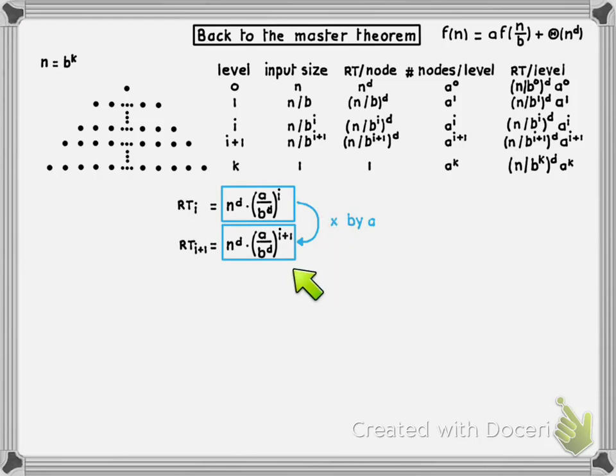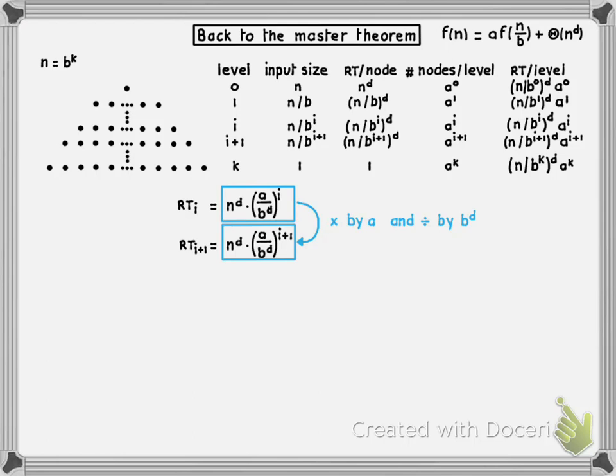Now, the other thing that happens, let's not forget, is that we also have b to the power d here. So b to the power d goes from a power i to a power i plus 1. And because b to the power d is in the denominator, when we go from this level to this level, we are really dividing by b to the power d. And these are the only two changes in the runtime from level i to level i plus 1. And finally, you see why in the master theorem we compare the value of a to the value of b power d. That's because these two values drive the runtime of the algorithm by determining how the runtime changes from one level in the tree to the next.